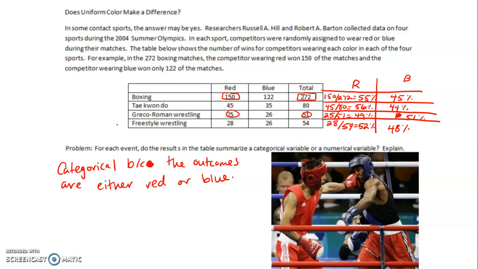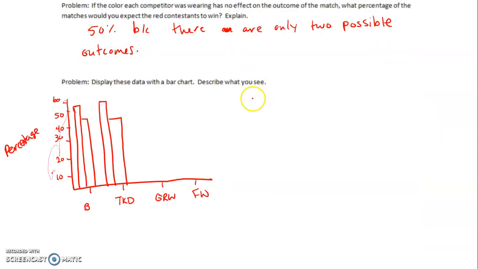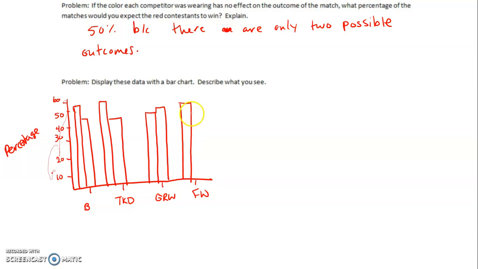For Greco-Roman, we had 49% and 51%. And for freestyle, we had 52% and 48%. So 52%, 48%.